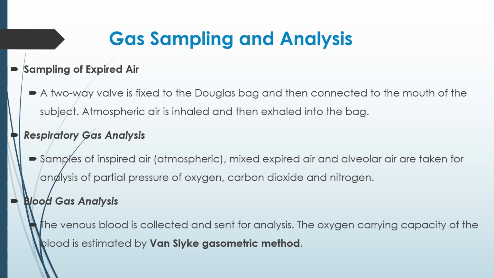And then blood gas analysis: the oxygen content of the blood is determined by Haldane's gas analysis. The venous blood is collected and then sent for the analysis. The oxygen carrying capacity of the blood is estimated by the Van Slyke gasometric method. The partial pressure of carbon dioxide is also determined with the help of the gasometer.